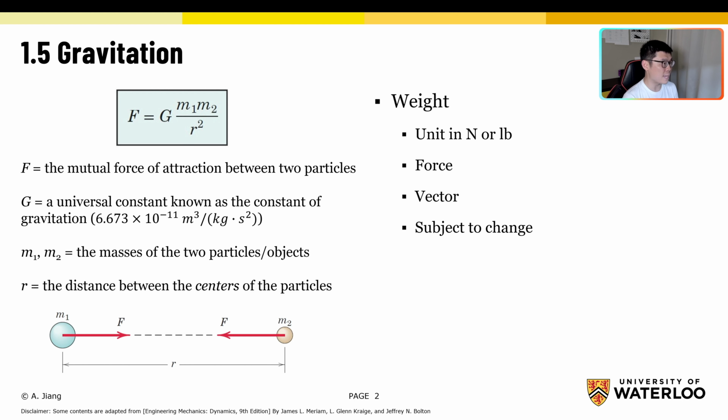m1, m2 are the masses of two particles or objects, and r is the distance between the centers of the particles. Right? Remember, it's a center between particles, because sometimes if you're dealing with the Earth, the object is too large to assume it's a particle. So it's the center to center.